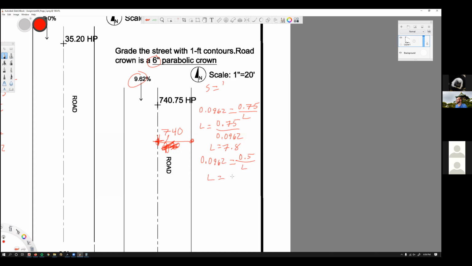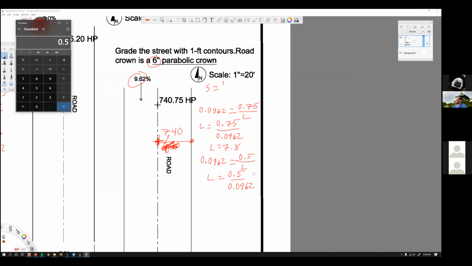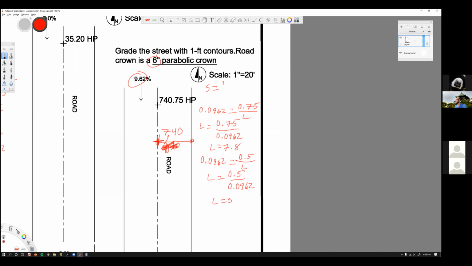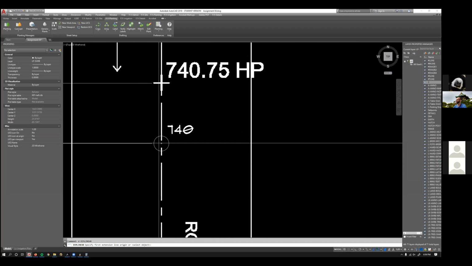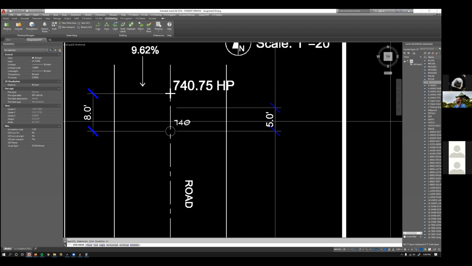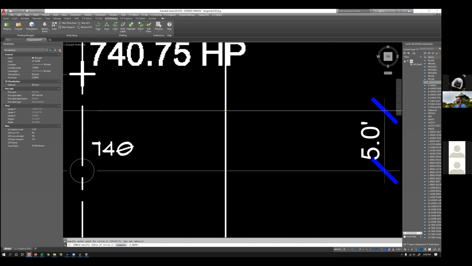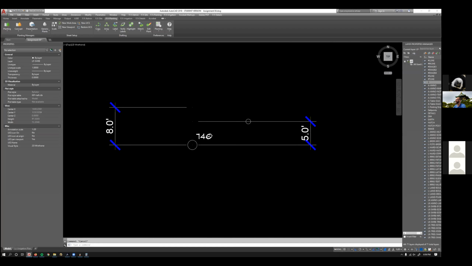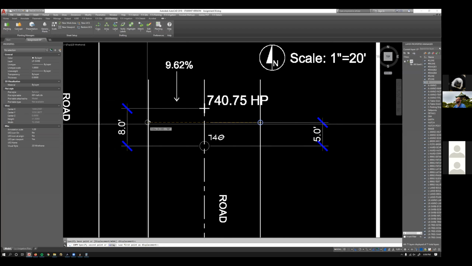So L equals 0.5 divided by the slope, 0.0962, which is 5.2. Okay, L equals 5.2. Round that down to 5. So we're going to measure 5 feet up from our point that we created, and we're going to put our next point at this intersection here. And now we're going to put that same point on the other side.